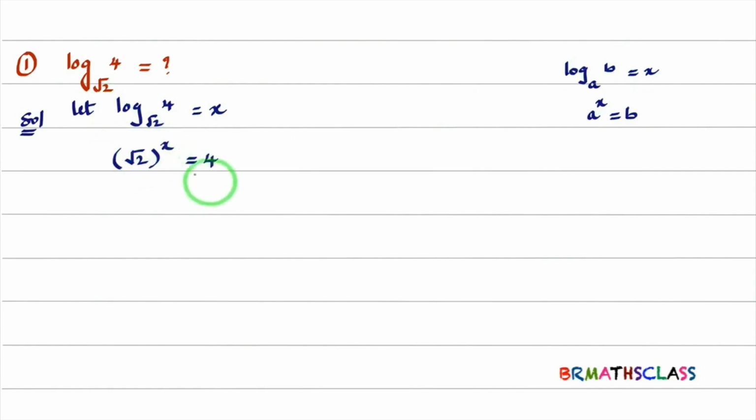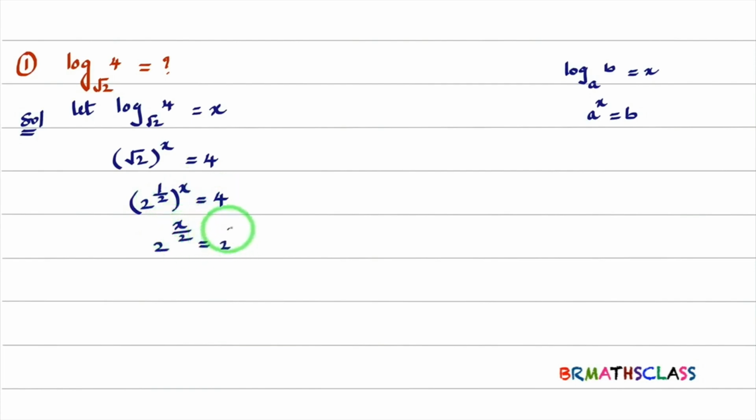Our intention is to find the x value. You see here, root 2 can be written as 2 power 1 by 2. So (2 power 1 by 2) whole power x equal to 4. It looks like (a power m) whole power n. What is the formula for (a power m) whole power n? a power mn. So 2 power 1 by 2 into x. 1 by 2 into x is nothing but x by 2, equal to 4.